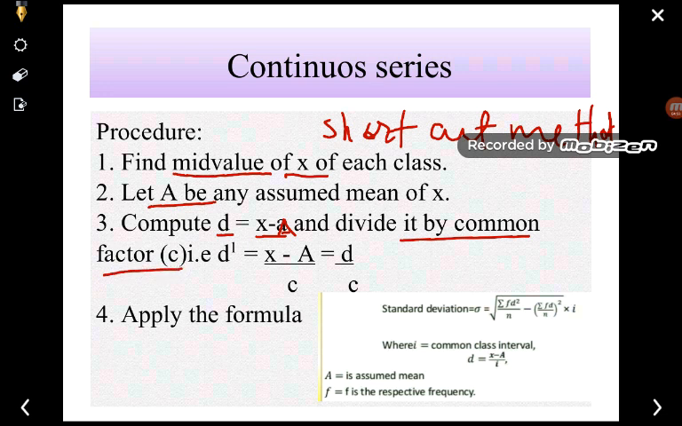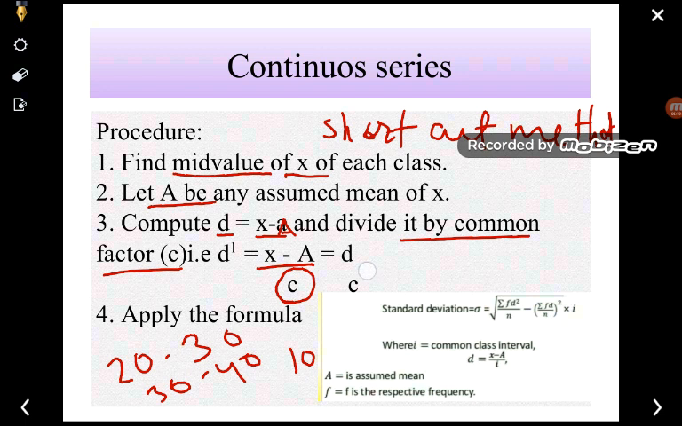So you can write it down: deviation is equal to x, that is the variable, minus assumed mean, divided by C. C is the class interval. If it is 20 to 30, 30 to 40, the class interval will be 10. The difference between the lower class limit and the higher class limit will be taken as the class interval. So D is the deviation divided by the common factor or class interval.